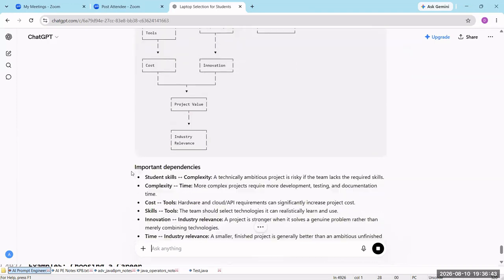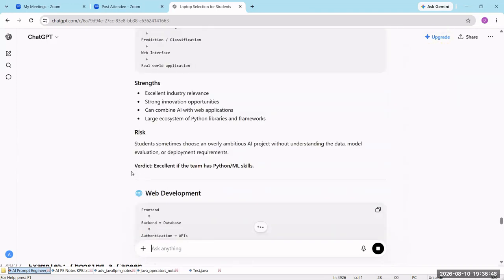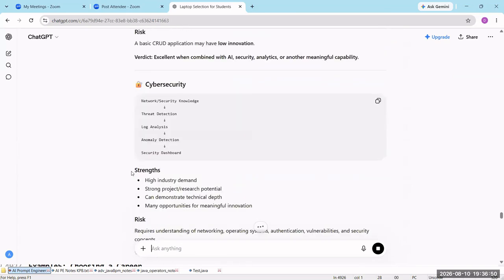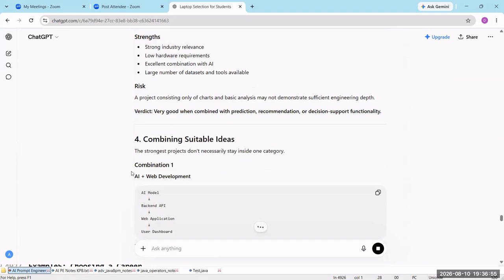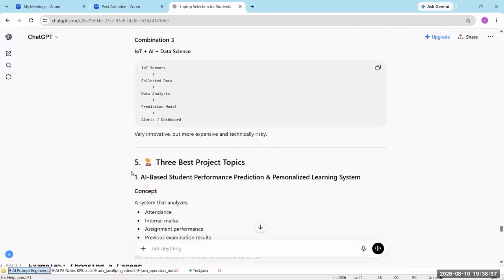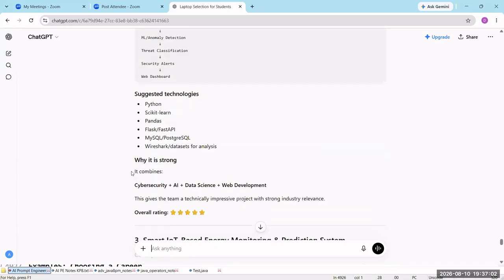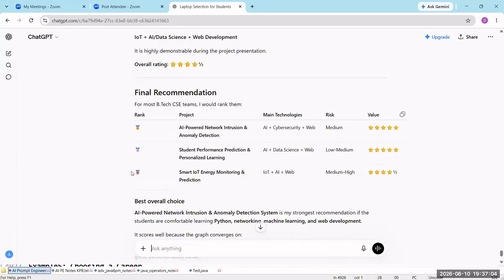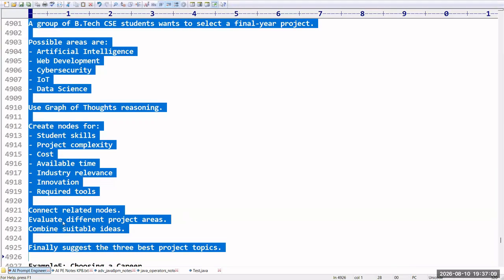Yes, graph of thoughts. So in AI, what will happen? In web development, in cyber security, IoT, data science, combining suitable ideas like 3 best project topics. Final recommendation, like that. So you can see how my AI model is going to give a solution for this graph of thoughts. Clear?